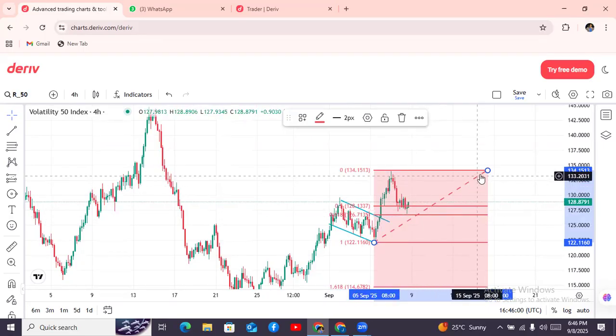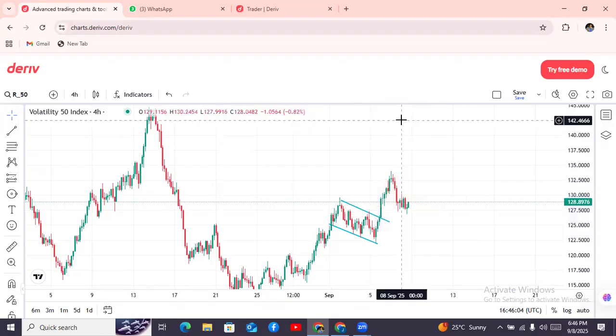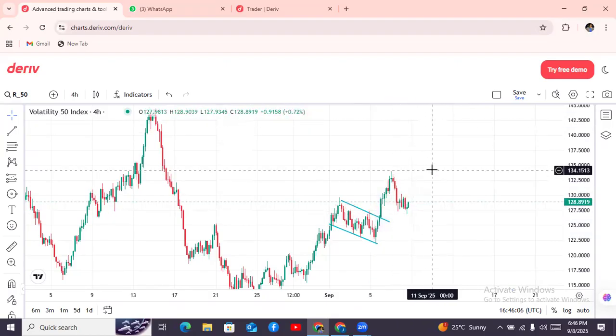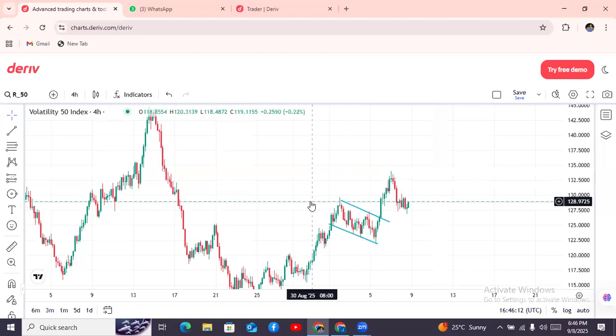at 0.618, so the market will keep pushing up to that level, to go up to the previous high.